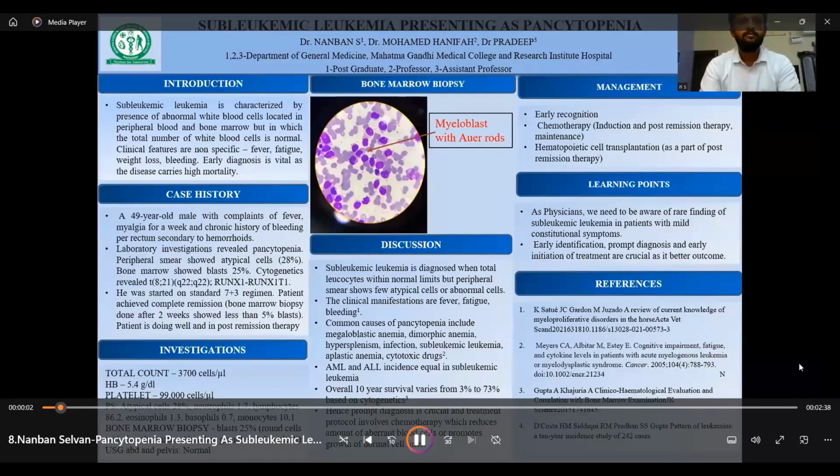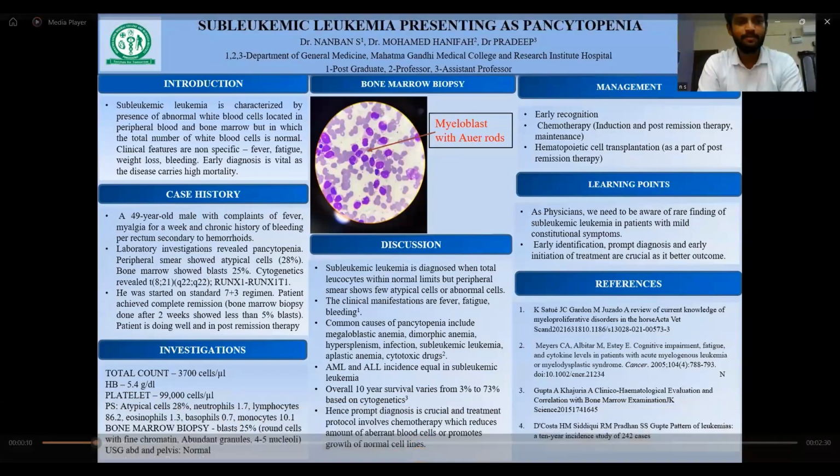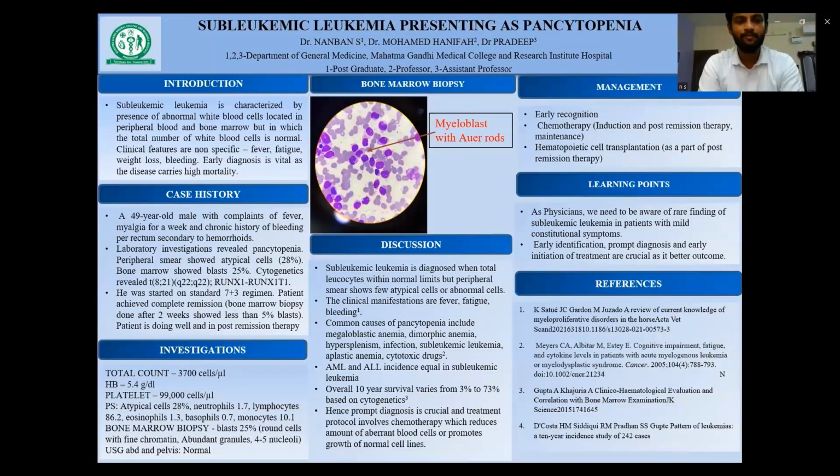Next, Dr. S. Nanban. In this e-poster, I present a case of subleukemic leukemia presenting as pancytopenia. Subleukemic leukemia is characterized by the presence of abnormal white blood cells in peripheral blood and marrow, but in which the total number of white blood cells is normal. Clinical features are non-specific, which include fever, fatigue, weight loss, bleeding, etc. Early diagnosis is vital as the disease carries high mortality.